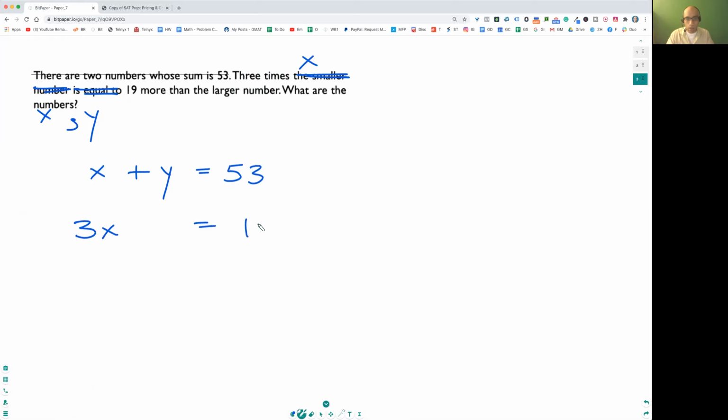19 more, that means $19 more. Think about $19 more. $19 more means you add it, right? I've got $19 more than 100. You add 19 to 100, right? The same way, 19 more than the larger number, there's only another number left, which is Y, right? These are the two equations, right?